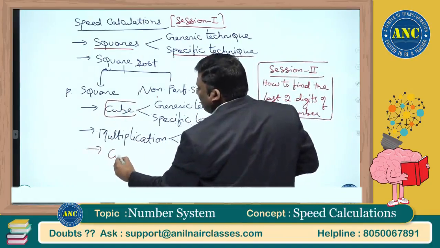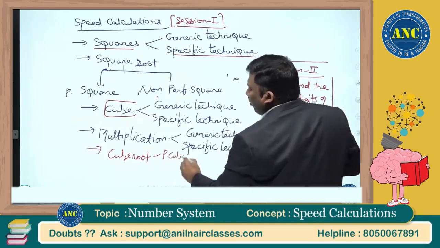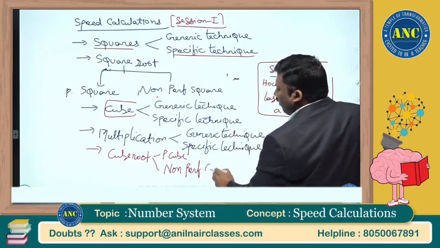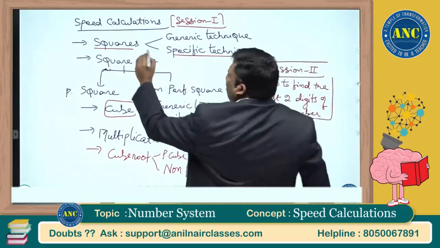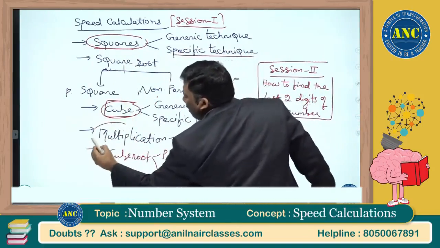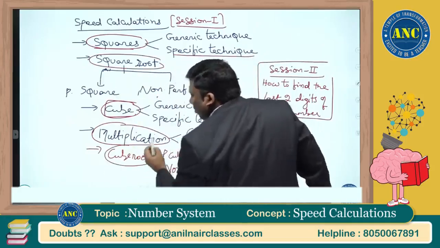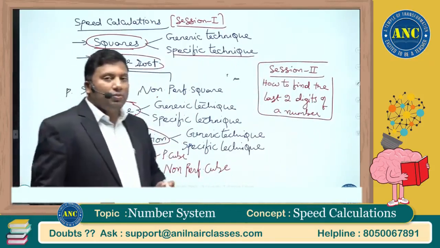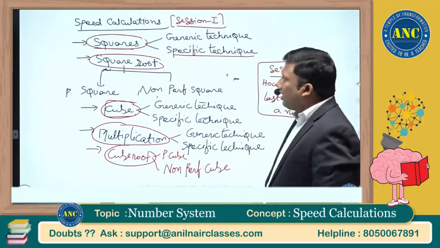In fact, we can also discuss the cube root of a perfect cube and the cube root of a non-perfect cube. So basically, 4 important things we are going to discuss: squares, cubes, multiplication, and finally square roots and cube roots. Then we will extend it to an nth root. This is going to be the classroom structure. Let us not waste any time. Let us get into it.